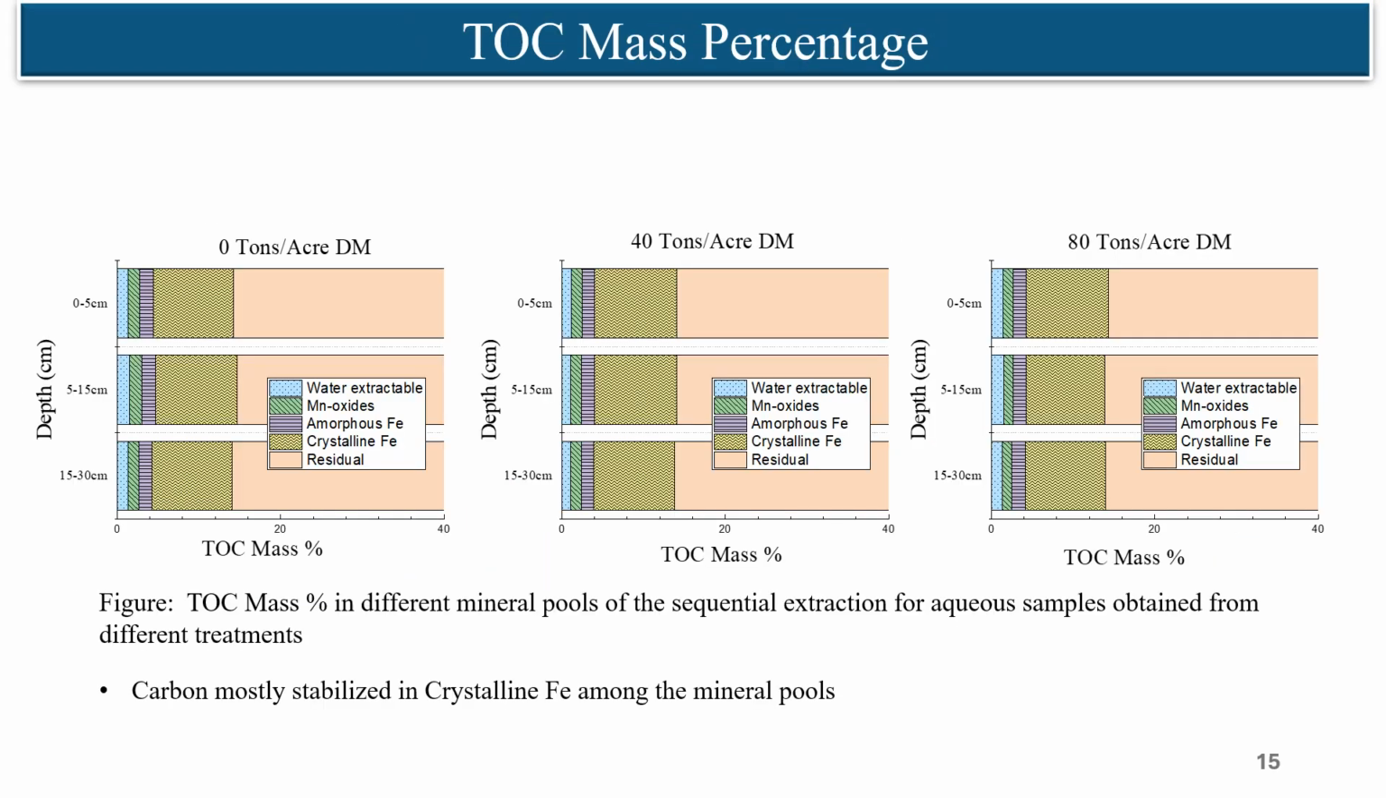Now this is the result from the sequential extraction, and the figure shows the total organic carbon mass percentage in different mineral pools of the sequential extraction for aqueous samples obtained from different treatments. So from the figure we can see that still the residual pool has the highest amount of total organic carbon. Besides the residual pool, total organic carbon is mostly stabilized by the fourth mineral pool, or the long range or crystalline iron mineral pool.